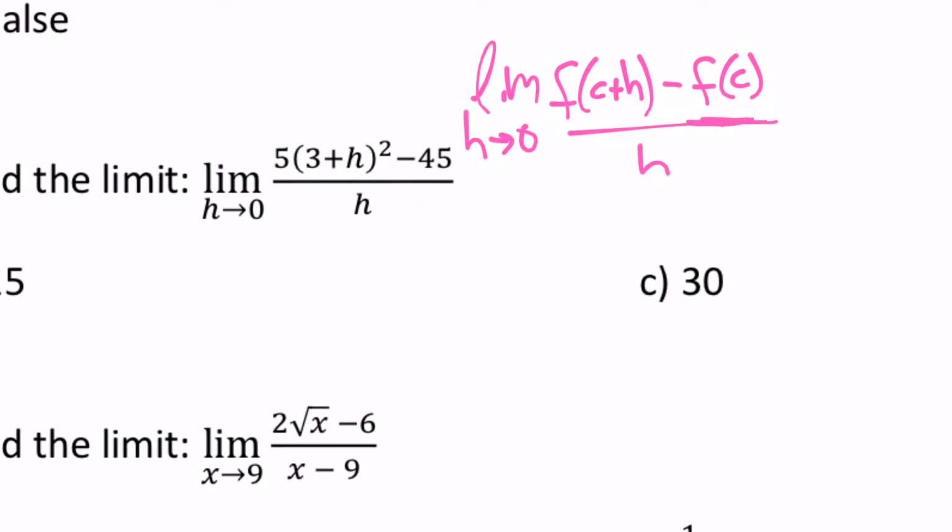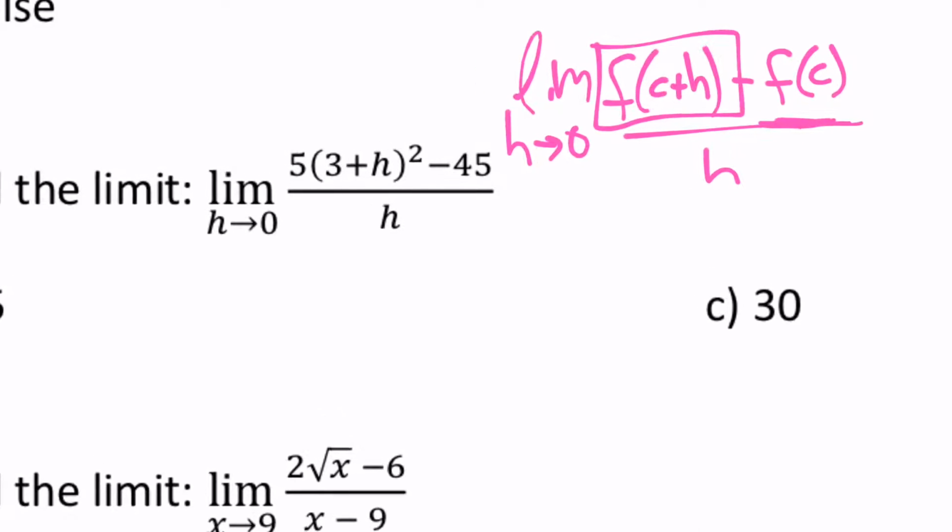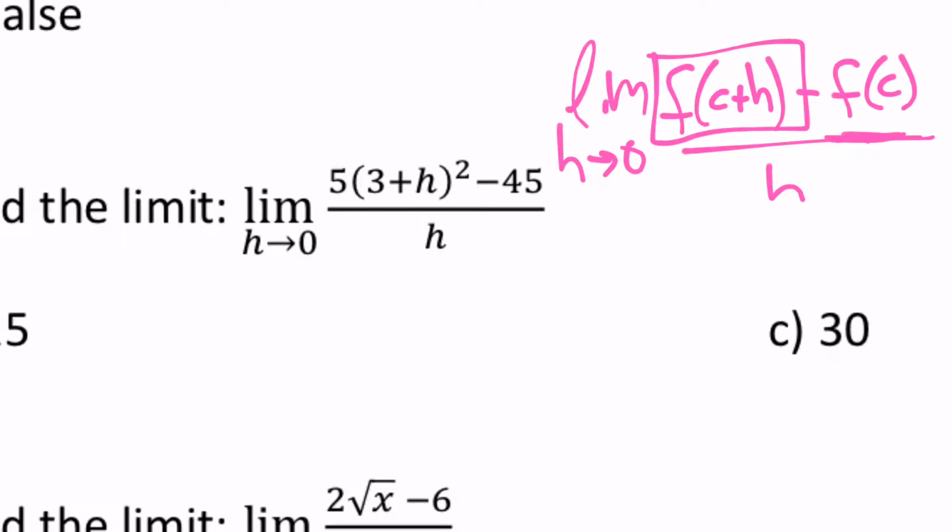So you need to identify what f of x is. Okay? So if you look at this structure of this fraction, the first term is f of c plus h, and you can verify that's true because you see the h right there. Well, if that's true, then what is our c value? Our c value is 3, right? It says c plus h. So c equals 3, and we need to identify what is f of x.